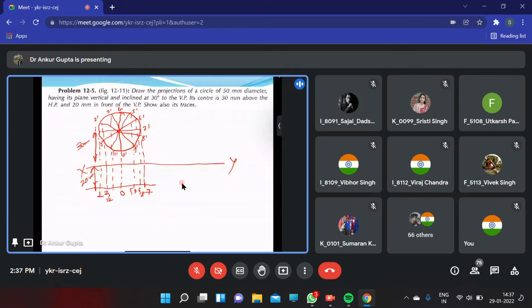Now what it is said? Having its plane vertical and inclined at 30 degree to the VP. तो अब हम क्या करेंगे नेक्स्ट? इस प्लेन को हम यहाँ से 30 डिग्री इंक्लाइन कर देंगे. ठीक है? दिस विल बी 30 डिग्री इंक्लाइंड. और हम क्या करेंगे इसके बाद?